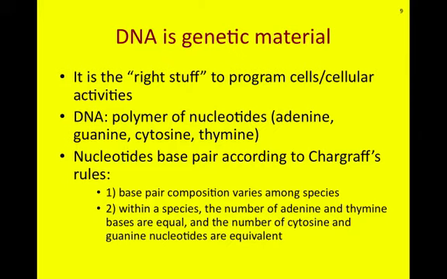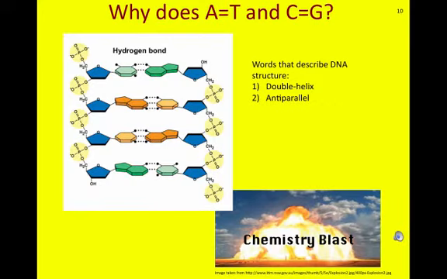Second of all, the second rule is that within a species, the number of adenine and thymine bases and the number of cytosine and guanine bases are equivalent. Why is it that adenine, or A, must equal thymine, or T, and C must equal G? Well, the basis of this is the classic and famous hydrogen bond. That's right. Wait for it.